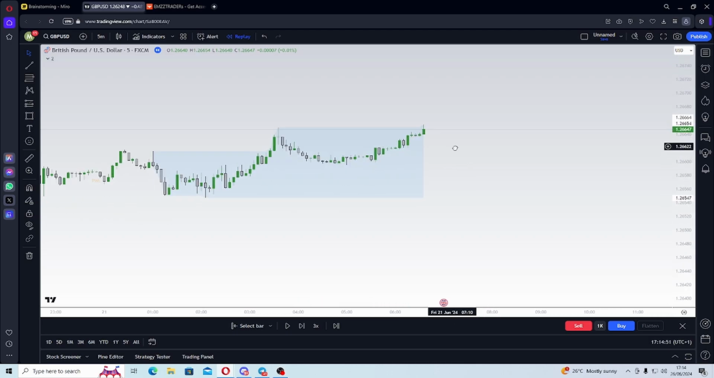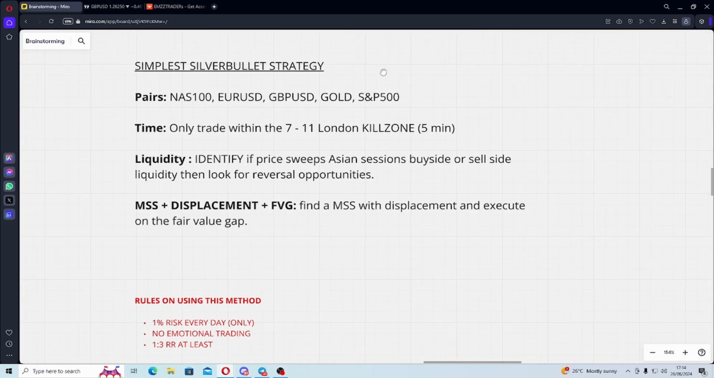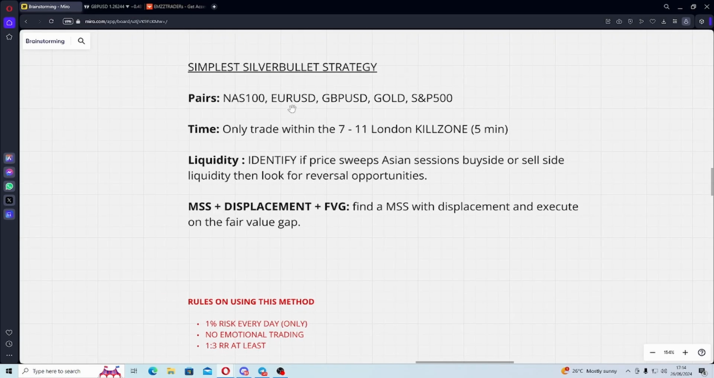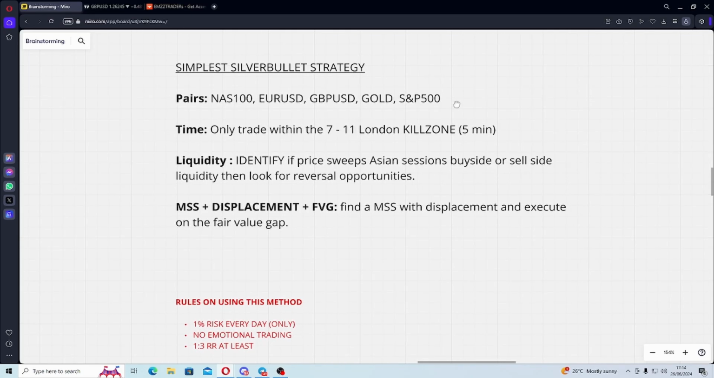As you can see from here, we have a checklist right here. This is the simplest ICT strategy. This works on NAS 100, EUR/USD, GBP/USD, Gold, and S&P 500. It works from the best to the worst in this order, okay?